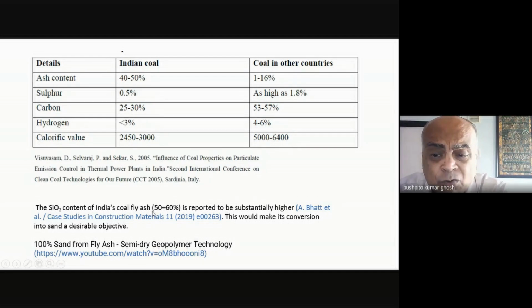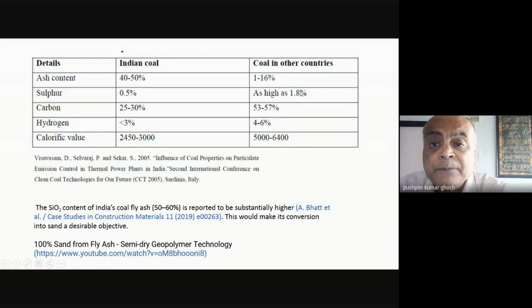And we are not the only ones. I was seeing this YouTube video recently; you can see 100% sand from fly ash. And you know that there's a huge problem in our country of sand shortage for the building industry, because people have been denuding our coast, just taking away the sand from there, creating a problem. So imagine if the ash can be converted into sand, that'll be great. You can solve a lot of problems. So you need not necessarily see it as a problem. You could see it as an opportunity.